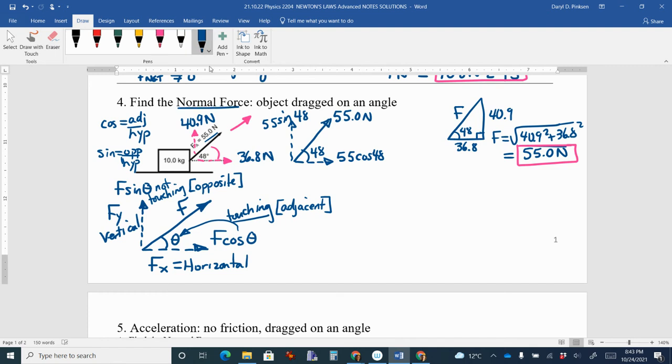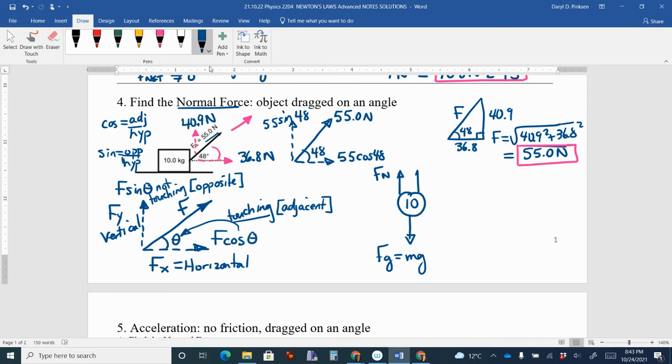What's the normal force? Well, here's my free body diagram. 10 kilos, acting down, as always, the force of gravity is mg. Acting up, we have the normal force, that's the reactive force of the surface, but we also have now 40.9 newtons acting up. So we've now returned to the same kind of situation we had in number 1.